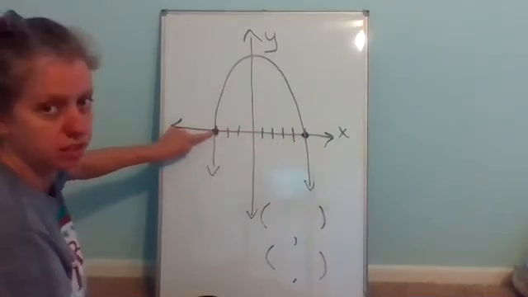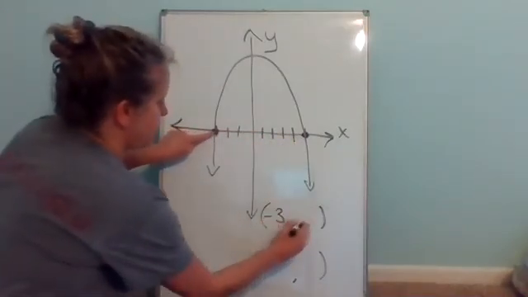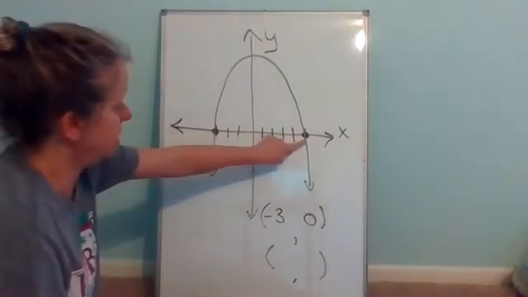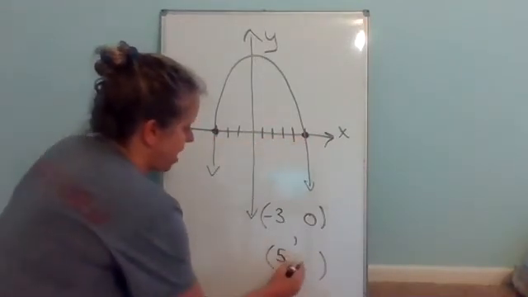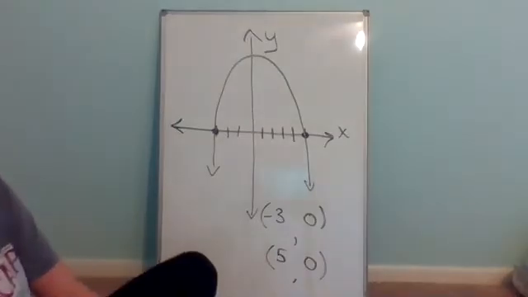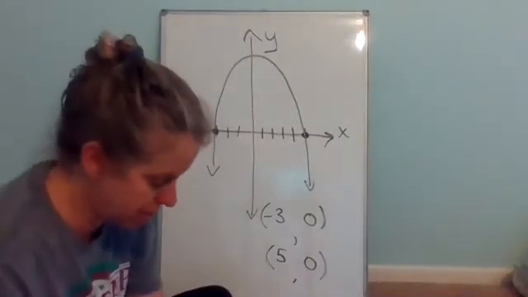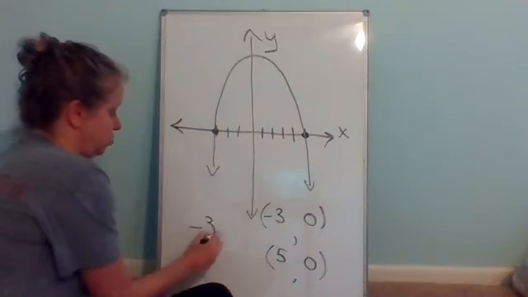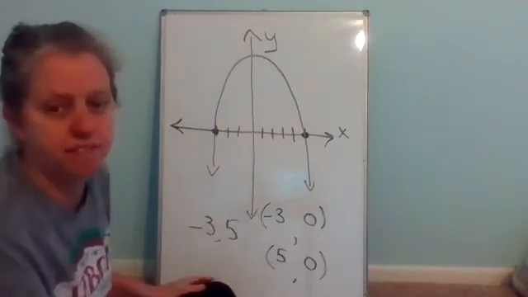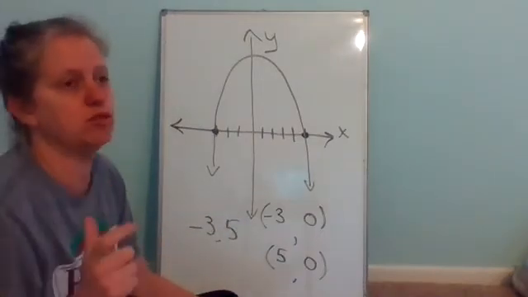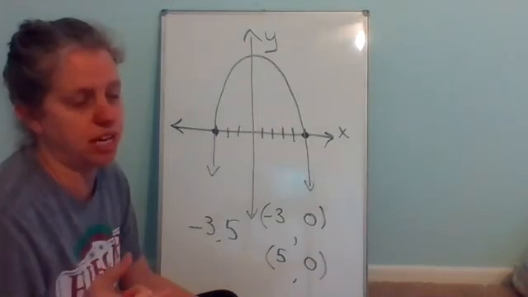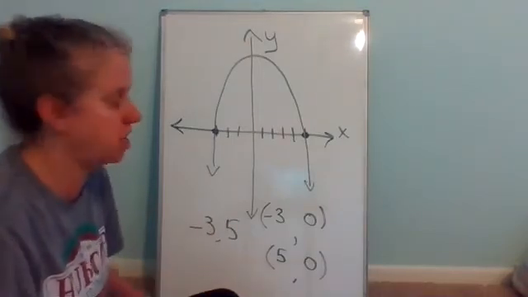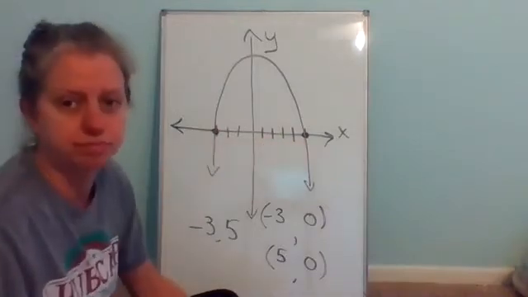So this one would be at -3, 0. The other one crosses through at +5, 0. So those will be the x-intercepts, and then the zeros, again, are the solutions, which is just -3 and 5. So a lot of times people use those words interchangeably. The solutions, the zeros, the x-intercepts, they're all talking about the same thing.